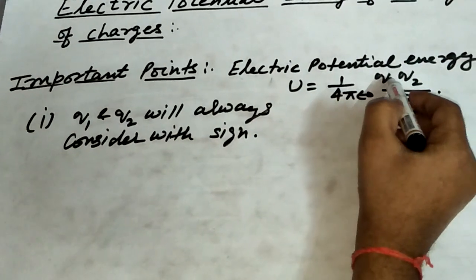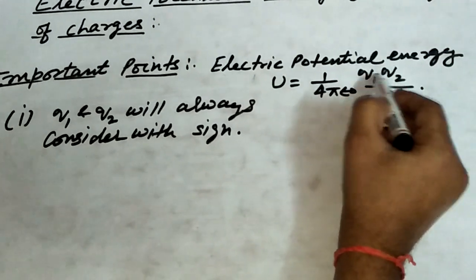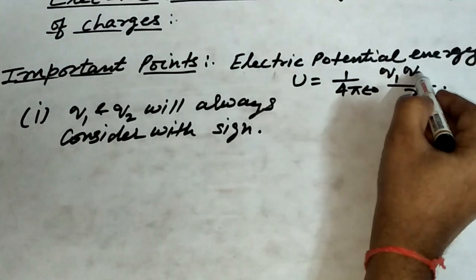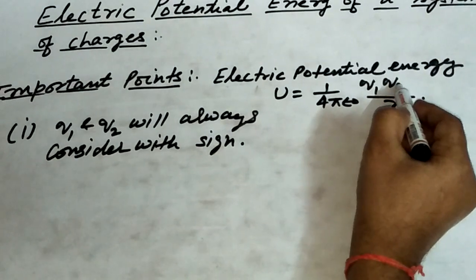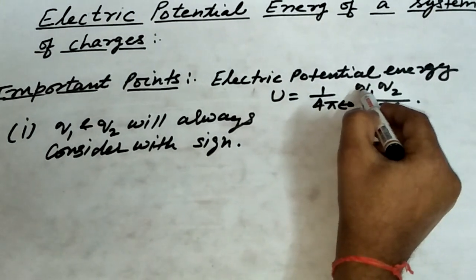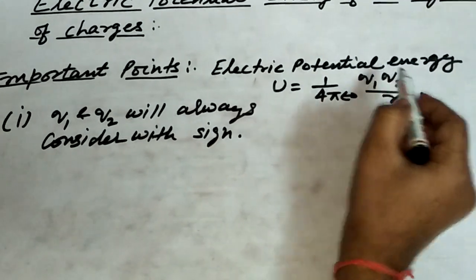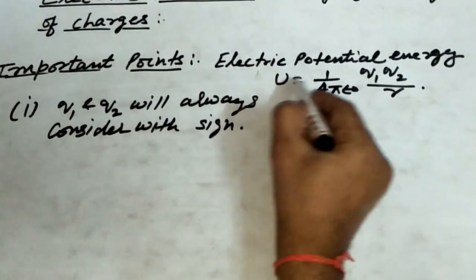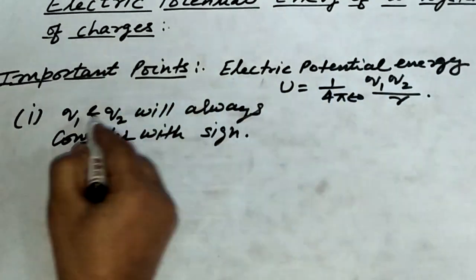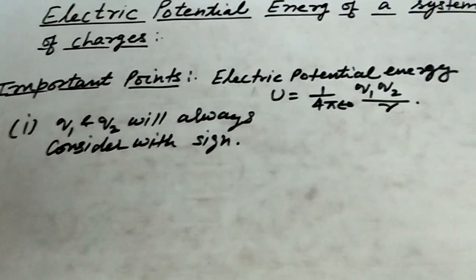With sign means what is the charge Q1 and Q2, plus or minus. So that will also be considered here. Suppose Q1 is a positive charge and Q2 is positive, so you will take both Q1 and Q2 positive. If Q1 is negative and Q2 is negative, here you write minus Q1, minus Q2. And if Q1 is positive and Q2 is negative, Q1 and Q2 will also be considered with the proper sign. So first thing, this electric potential energy formula is applicable for a pair of charges, and Q1 and Q2 will always be considered with the proper sign.